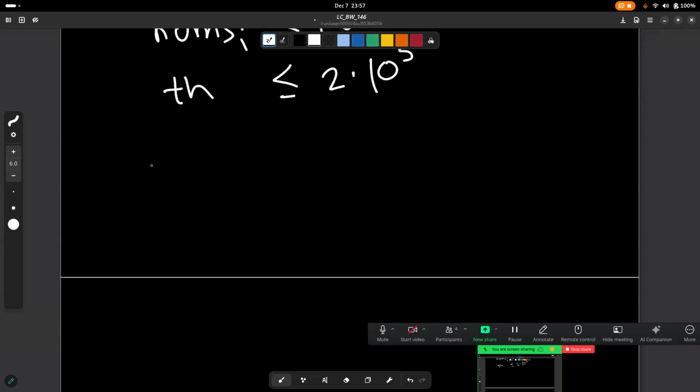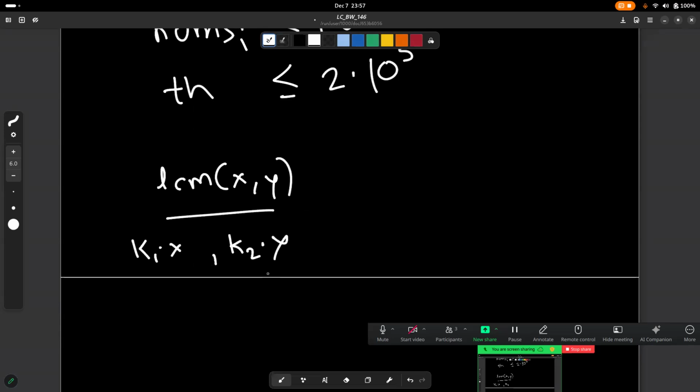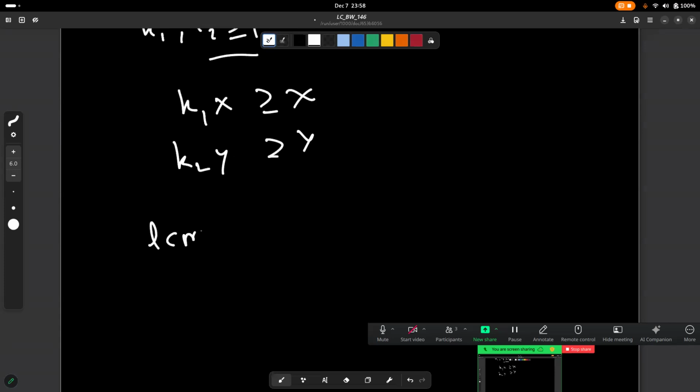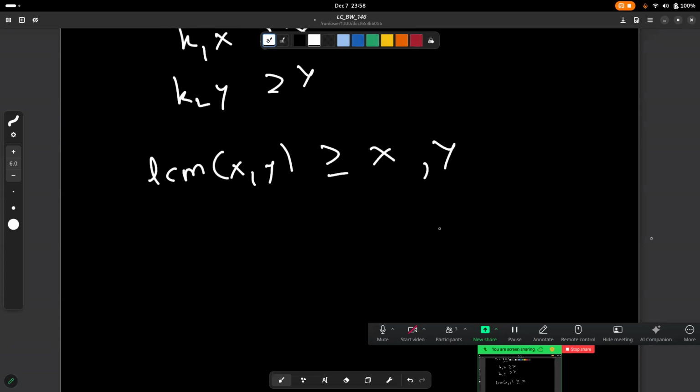Now consider one thing. What is the LCM of x and y? The LCM of x and y is some number k1 into x, and it can also be represented as k2 into y. And these k1, k2 are greater than or equal to 1. Since k1 and k2 are greater than or equal to 1, k1 into x is going to be greater than or equal to x, k2 into y is going to be greater than or equal to y. What this implies is that LCM of x and y is going to be greater than or equal to x, and it's also going to be greater than or equal to y.